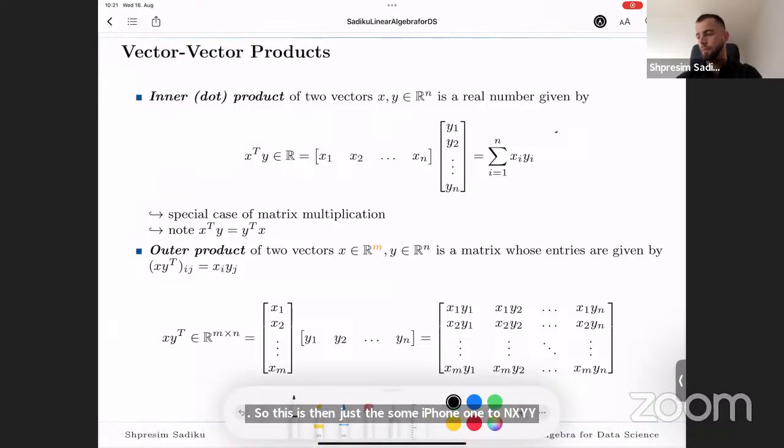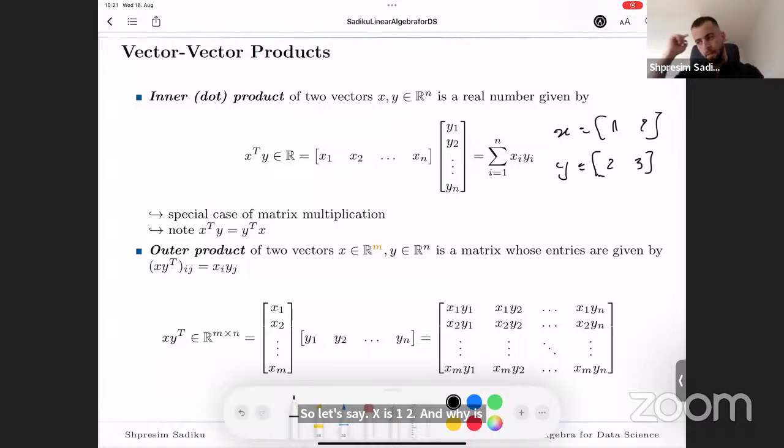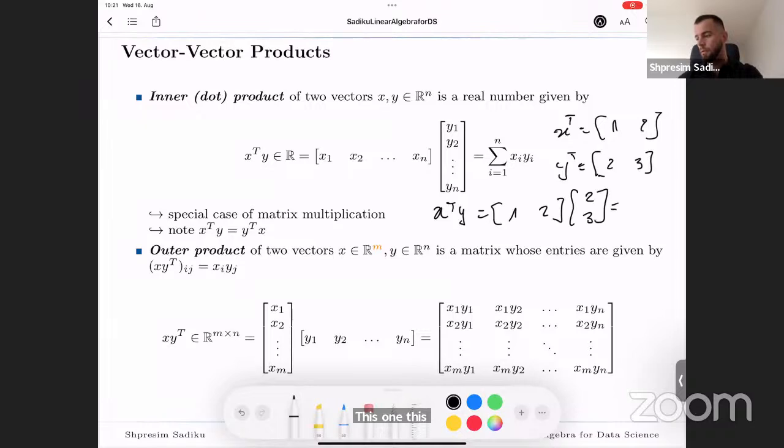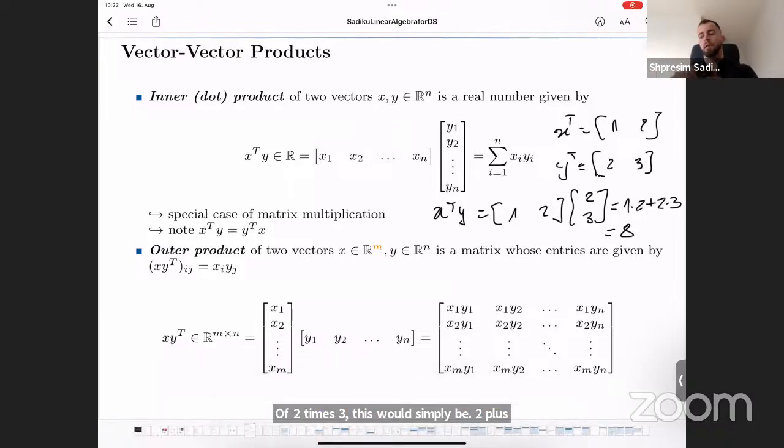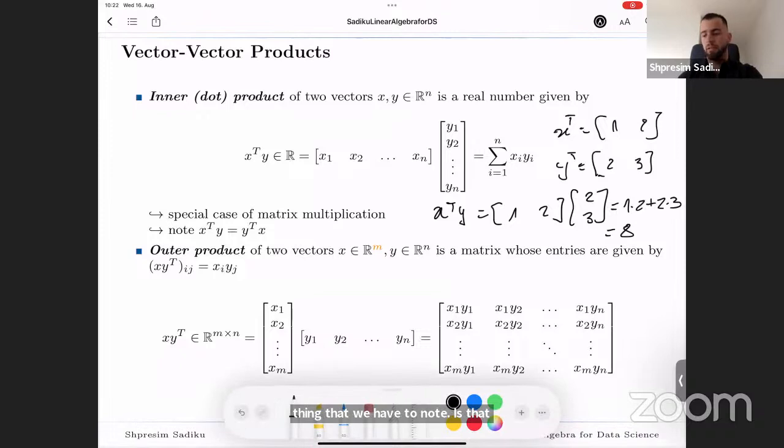So let's say x is 1, 2, and y is 2, 3. Then their inner dot product would be simply 1 times 2 plus 2 times 3, this would simply be 2 plus 6, 8. So yeah, the inner dot product is simply a special case of matrix multiplication. And one thing that we have to note is that x transposed y equals y transposed x. So you could maybe check this on your own, but this is actually true.